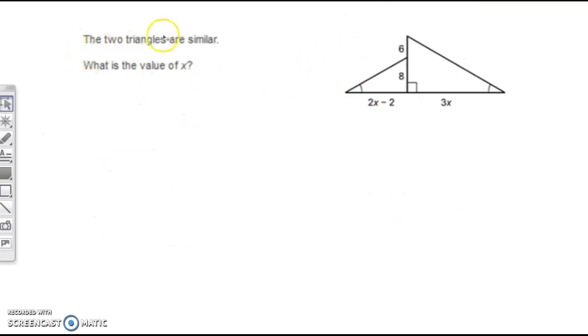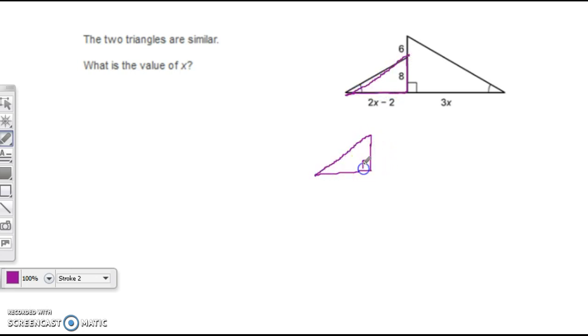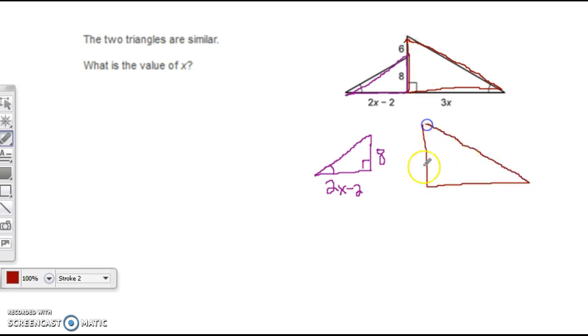Okay, the two triangles are similar. What is the value of x? I'm going to go ahead and separate these two triangles, make it a little bit easier for me to see. So I'm going to take the smaller purple triangle and label it. And then I'm going to take this bigger red triangle and label it as well.